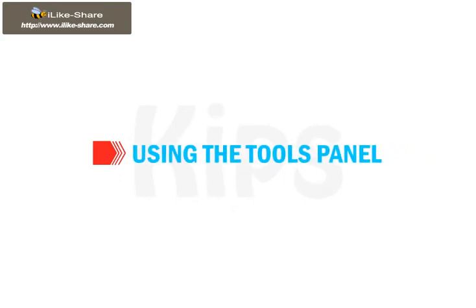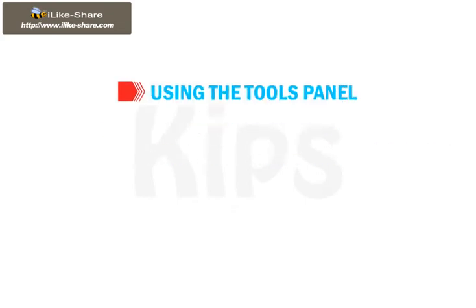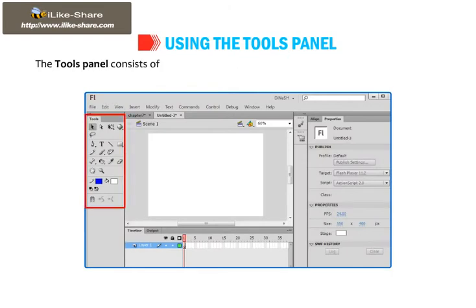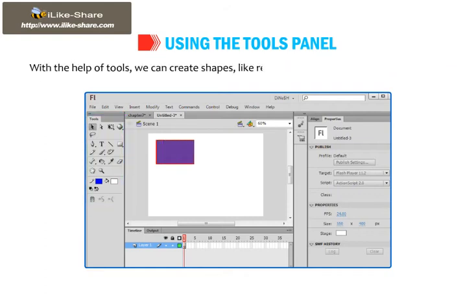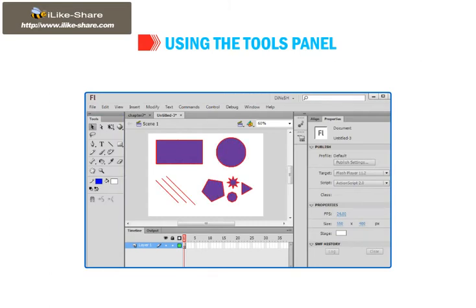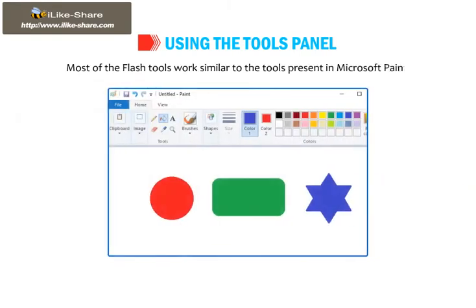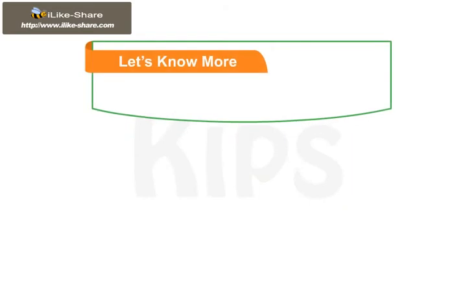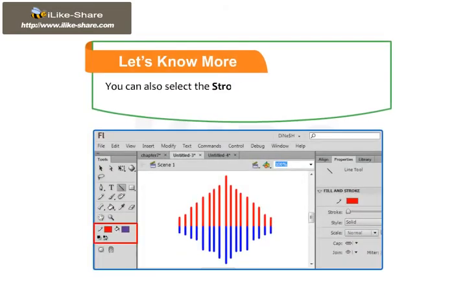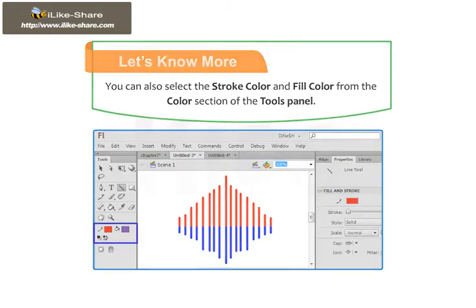Alright, now let me tell you how to use the Tools panel. The Tools panel consists of many tools that help in drawing, coloring and modifying an object. With the help of the tools, we can create shapes like rectangle, circle, line, or any other object. Most of the Flash tools work similar to the tools present in Microsoft Paint. Students, let us know more. You can also select the stroke color and fill color from the color section of the Tools panel.